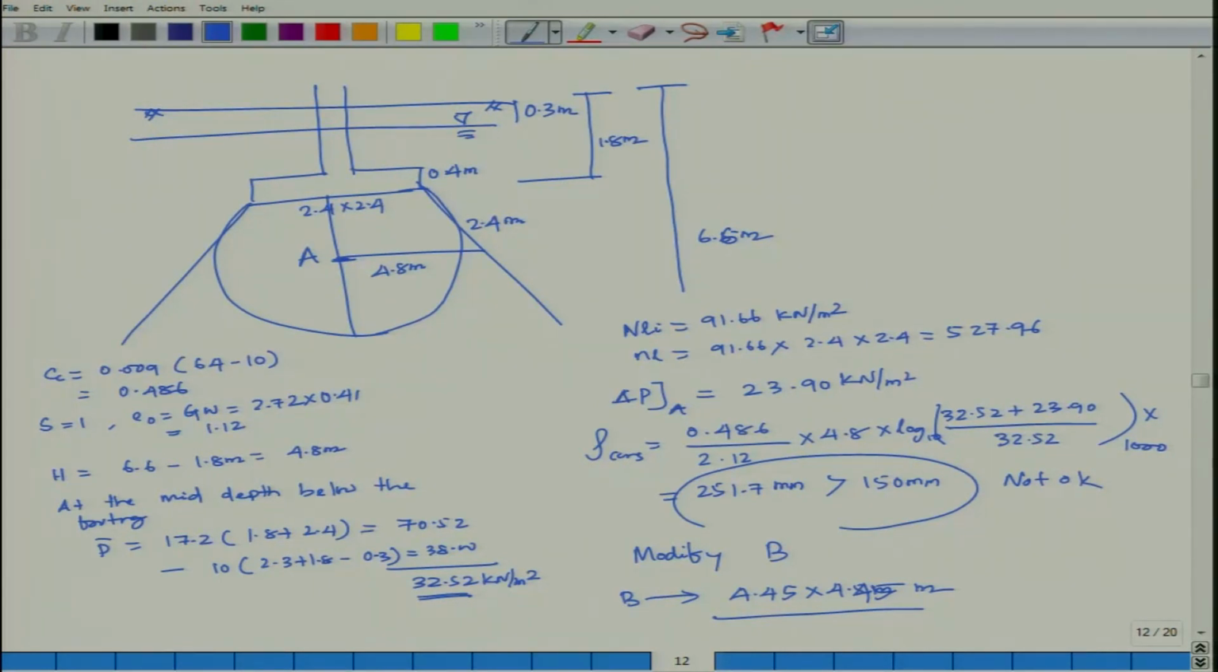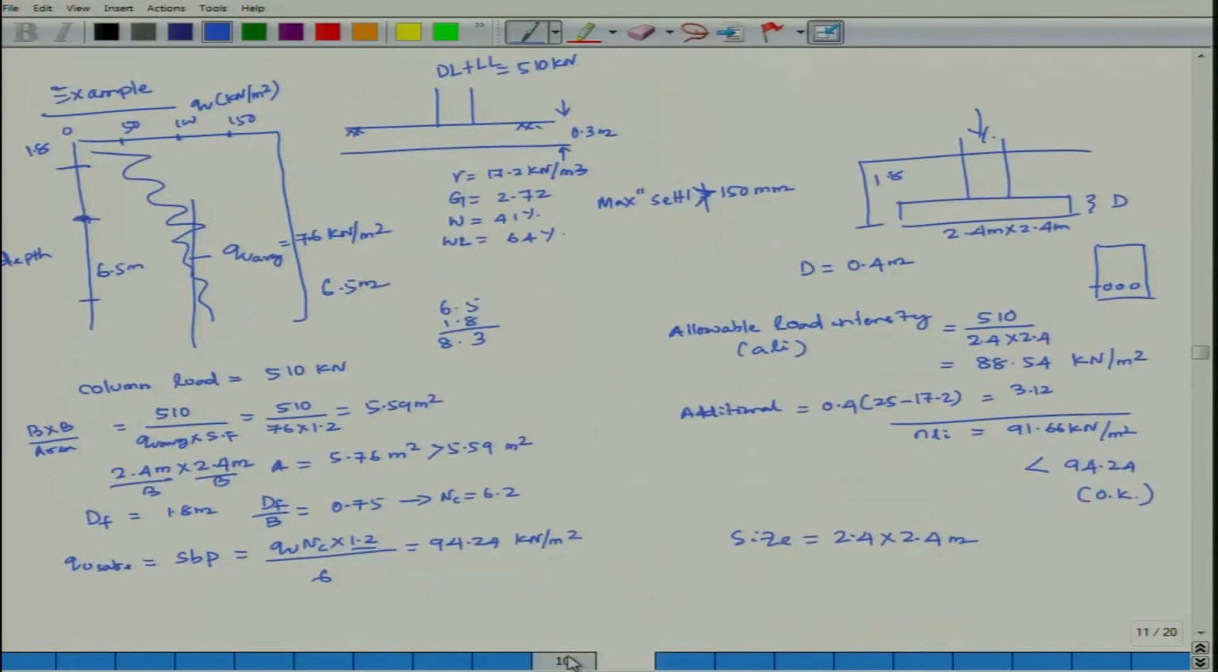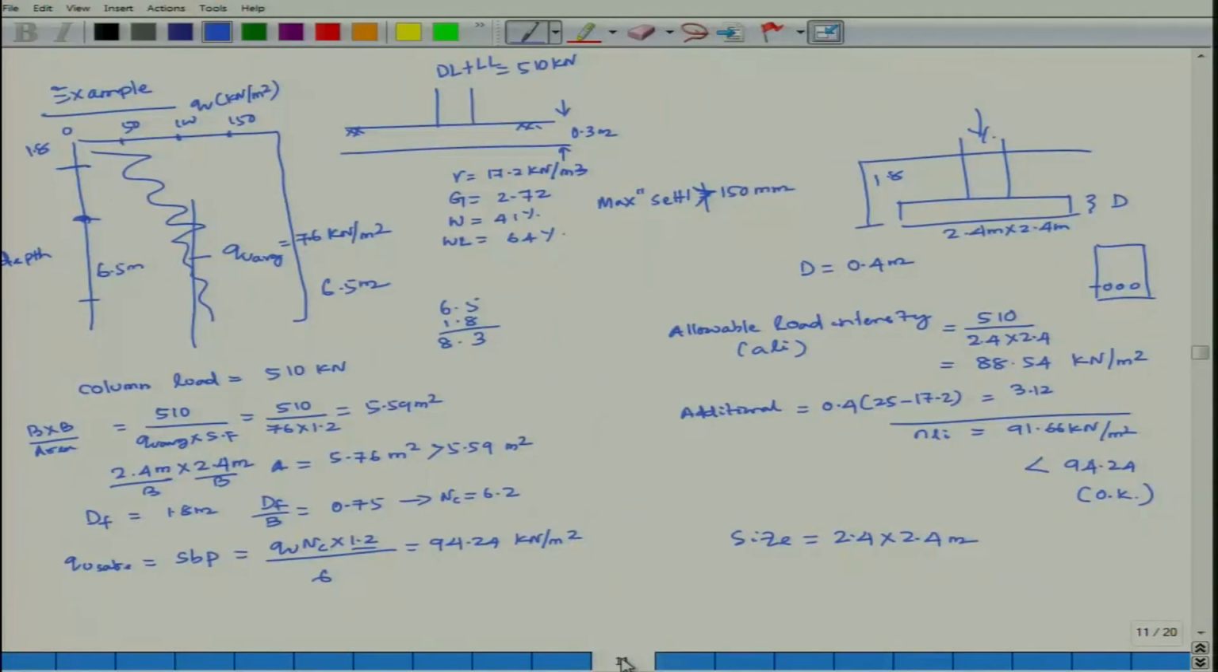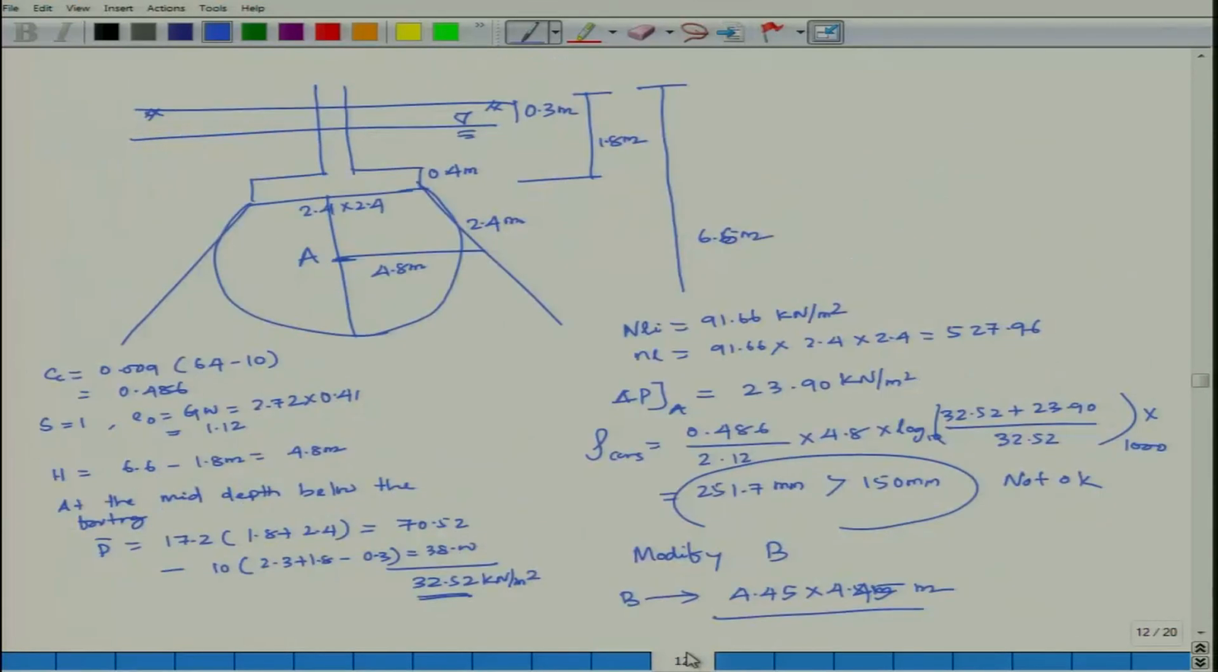More I will explain in the next class. So, what I have done, I have solved one example, whatever the steps I have described, step 1 and step 2. With this example, my step 1 has been satisfied and I am getting a size of 2.4 meter by 2.4 meter. At the same time the settlement criteria has not been satisfied, hence the value B has been modified to 4.45 meter by 4.45 meter. Considering this, entire calculation has to be carried out again.